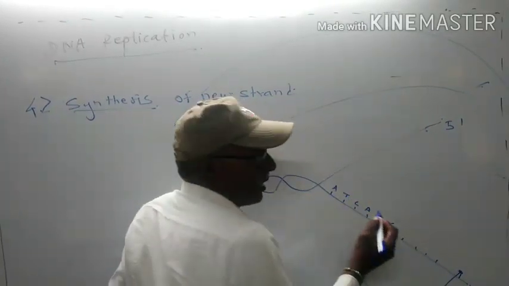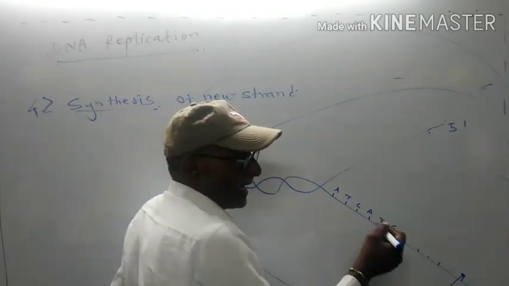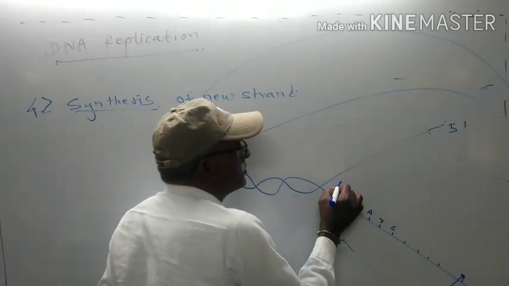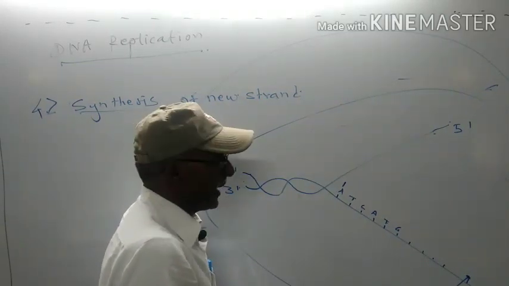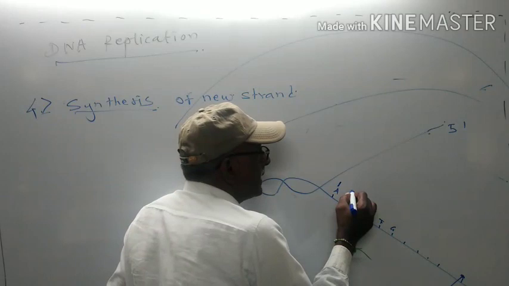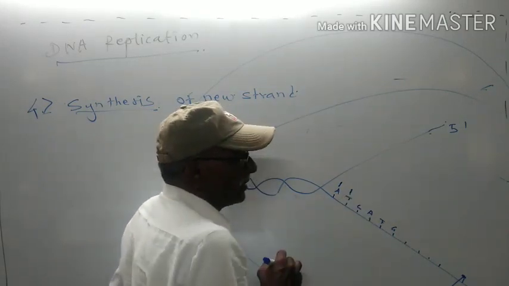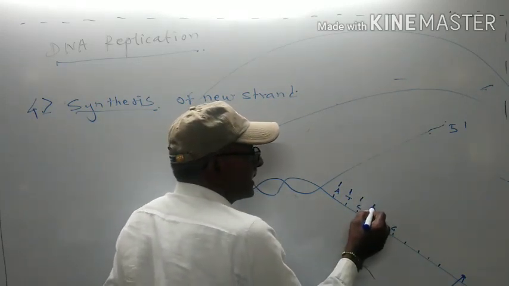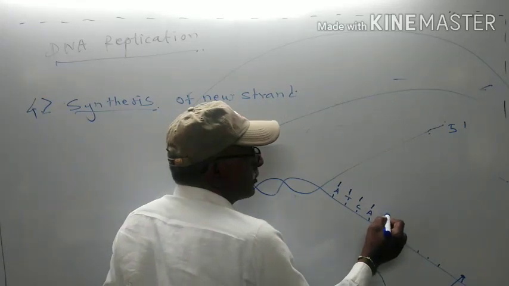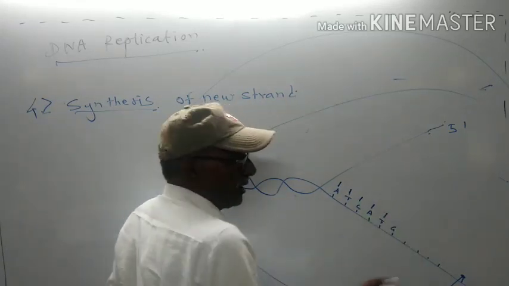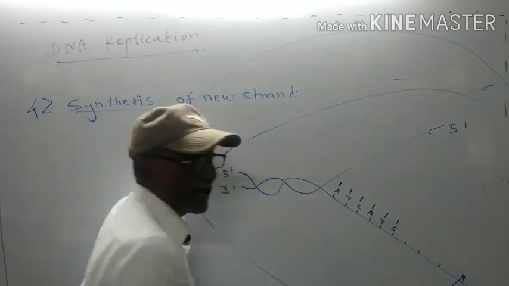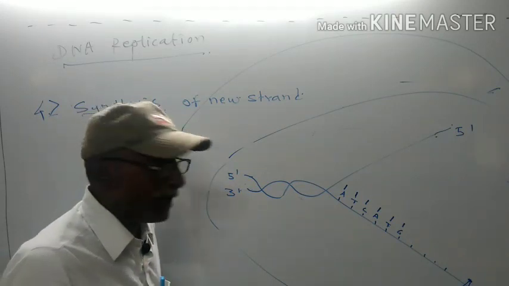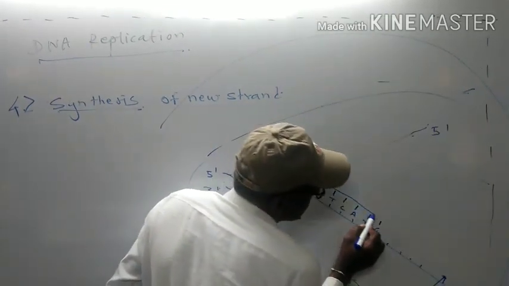If it collects thymine nucleotide, the thymine nucleotide will make a bond with this adenine nucleotide. If it collects adenine nucleotide, it will make a bond with this. If guanine nucleotide is collected, it will attach here. If thymine nucleotide is collected, it will attach here. If cytosine nucleotide is collected, it will attach to the complementary nitrogen base, and a strand is formed.